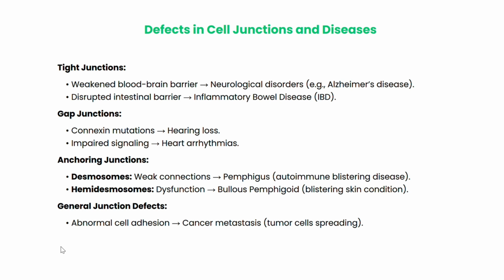General junction issues: when cell adhesion is abnormal, it can promote cancer metastasis. Tumor cells lose their adhesion, travel through the bloodstream, and invade other parts of the body. These examples show how defects in the cell junctions can have life altering consequences. It is incredible how something so small can play such a big role in health and disease.